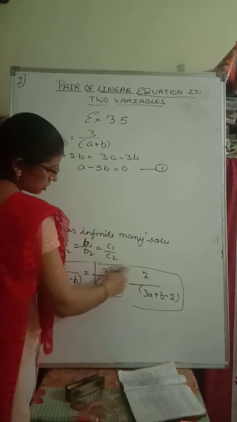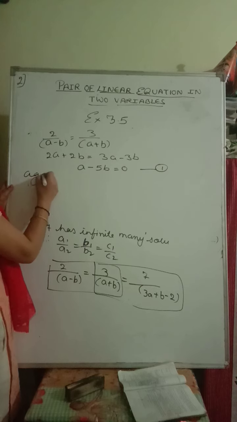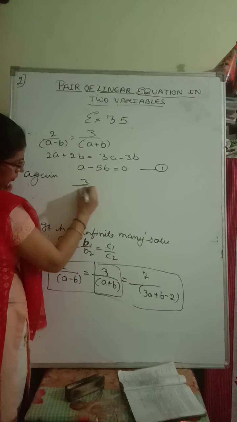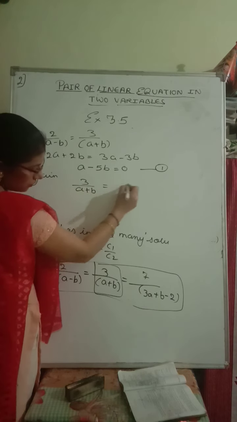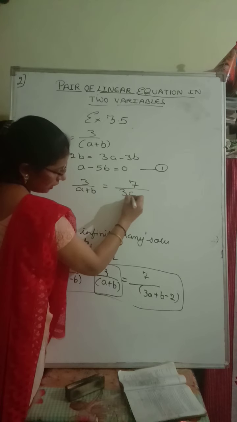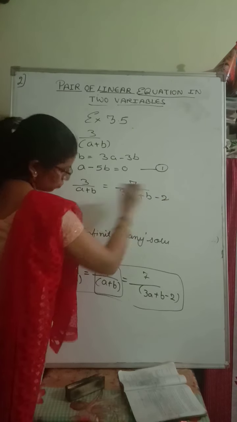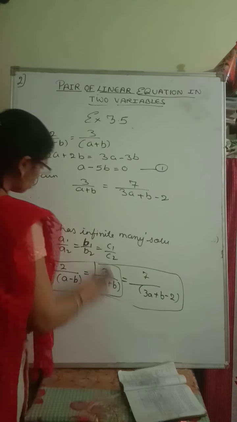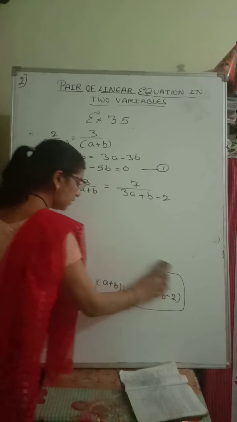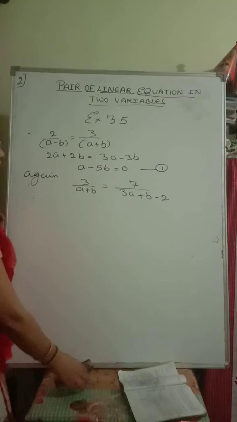Then I am equating these two. Again, 3 upon a plus b is equal to 7 upon 3a plus b minus 2. Okay, now solve these two. If we solve, what will we get? Cross multiply.